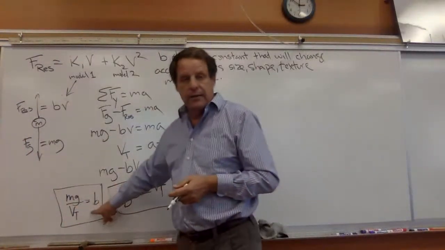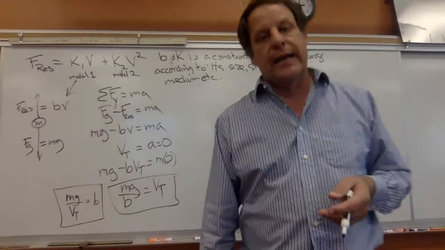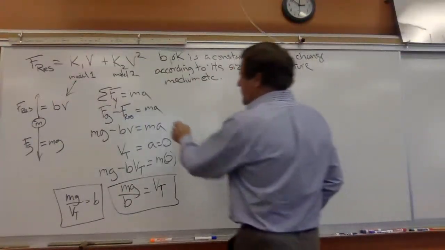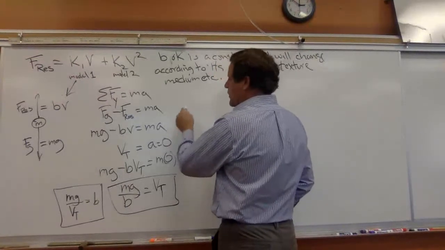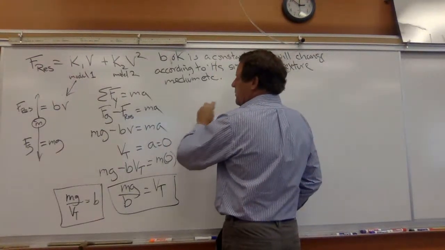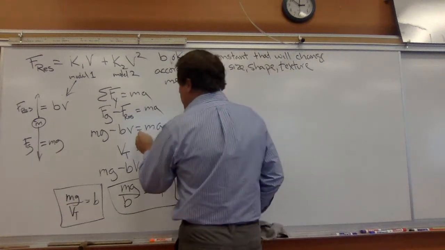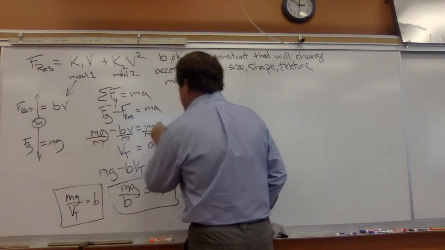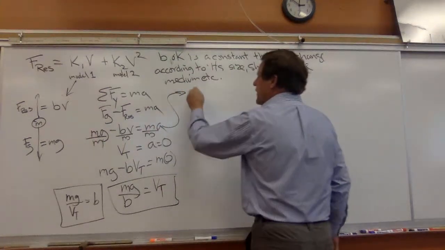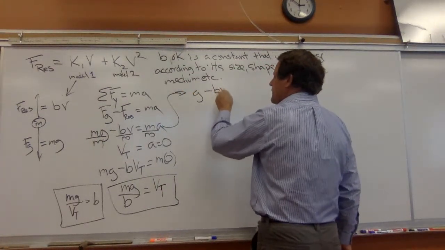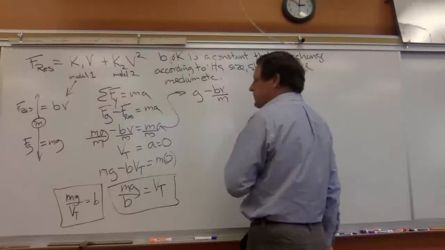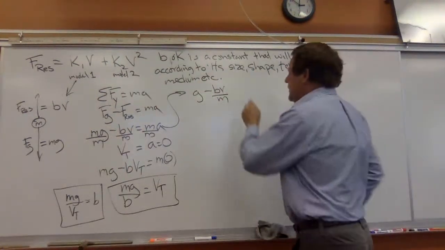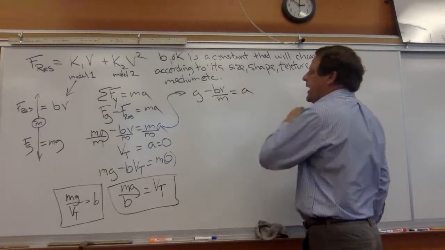Now, we're going to end up coming back to this at the end of this equation. All right, so now we are going to divide everything by m. And now we're going to start here. So we're going to have g minus bv over m, and that's going to equal a.